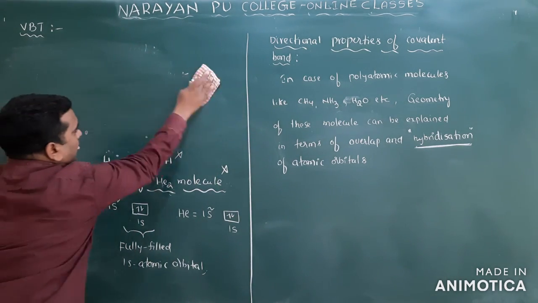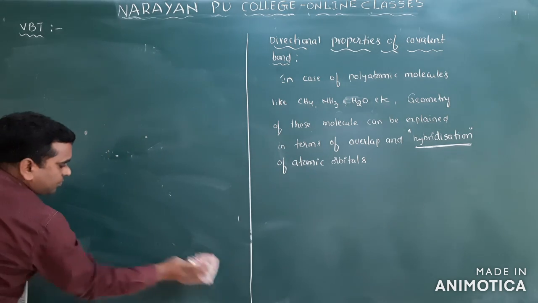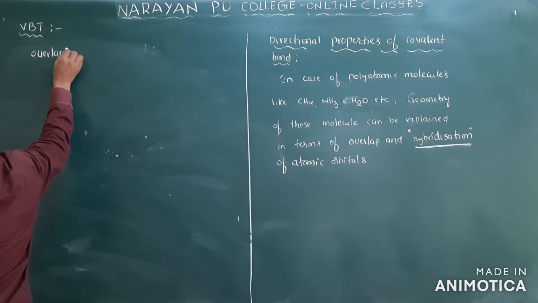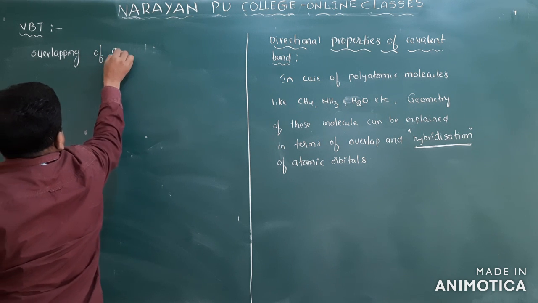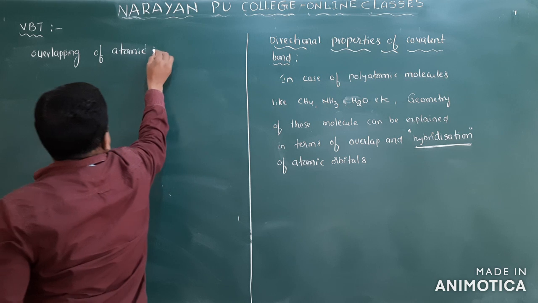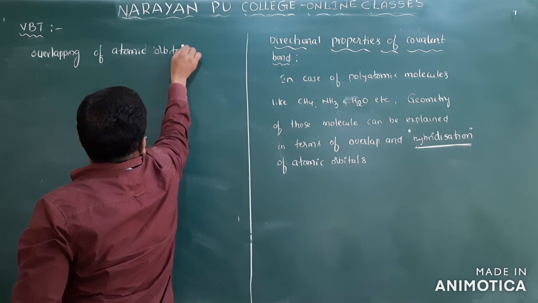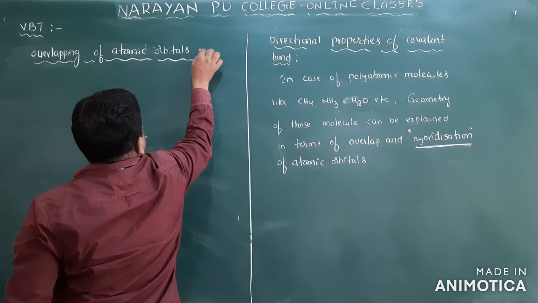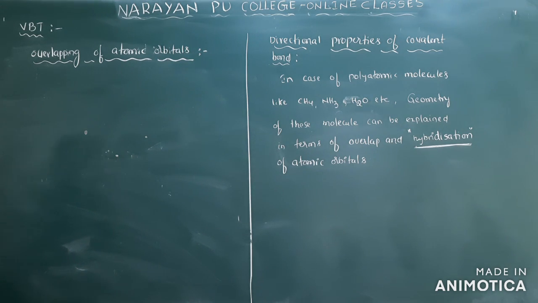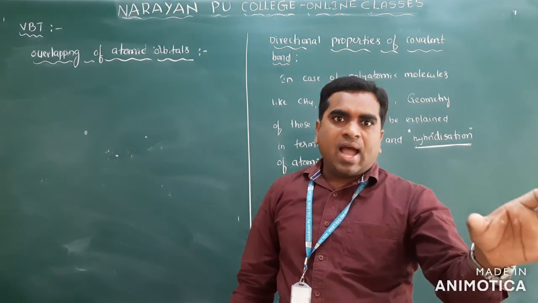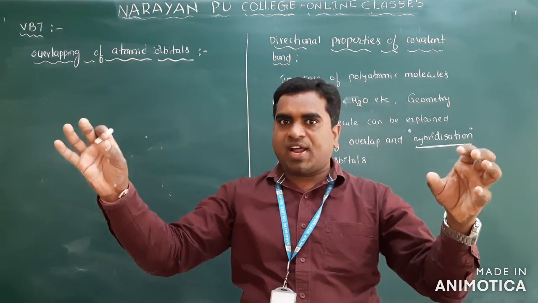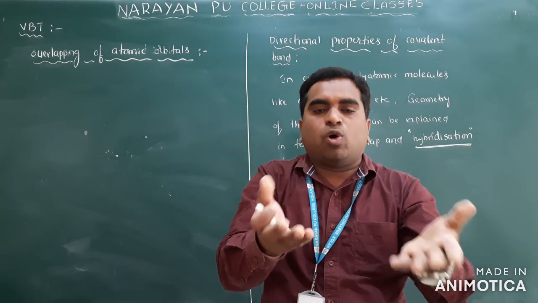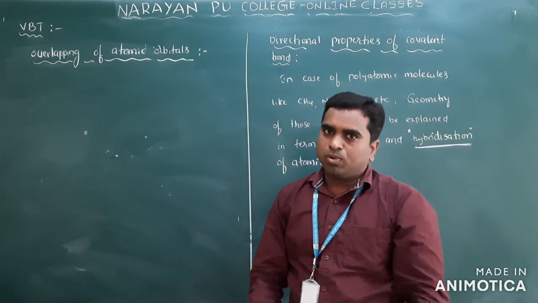Put the heading: overlapping of atomic orbitals. So first of all, we have to discuss what is the overlapping of atomic orbitals and how many types there are. You know that I just mentioned hydrogen molecule formation. When one hydrogen and another hydrogen come close to each other, overlapping of atomic orbitals takes place to form an H2 molecule.